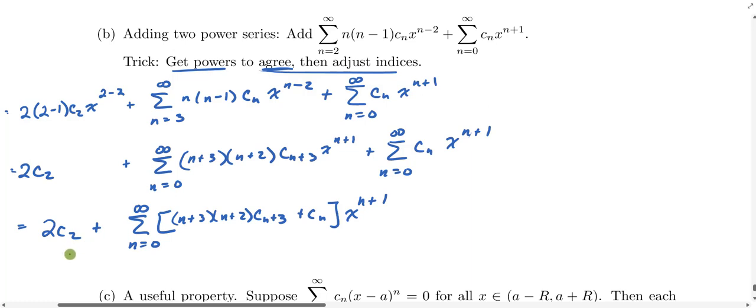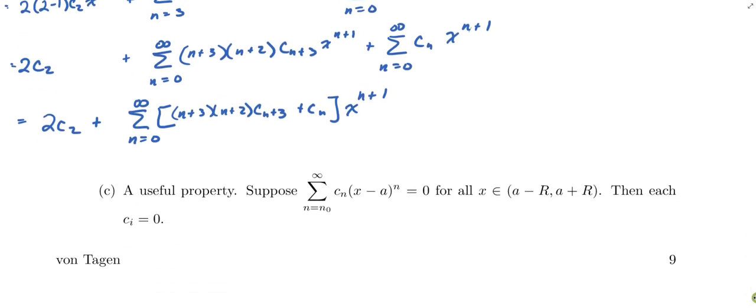And so what I've done now is I've combined these two power series together. And again, to keep you from spinning your wheels, I say first get the powers to agree, then adjust the indices. If you try to do it in a different order, you may be able to get it to work, but sometimes you end up undoing the work that you've done, and you make a mess for yourself.